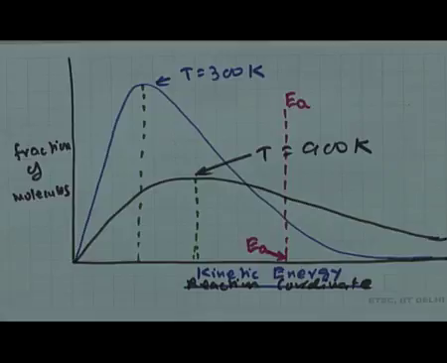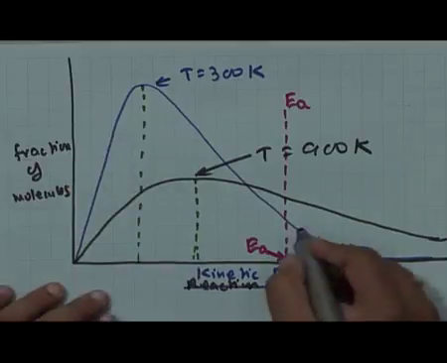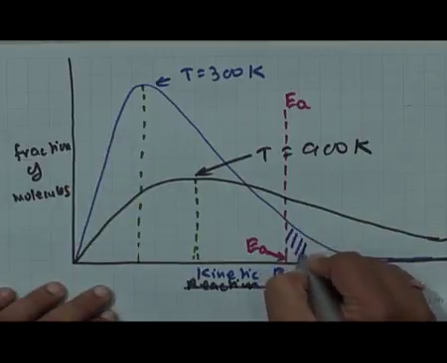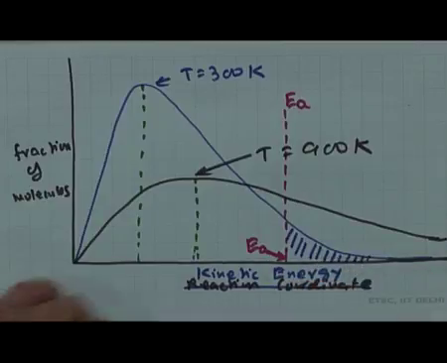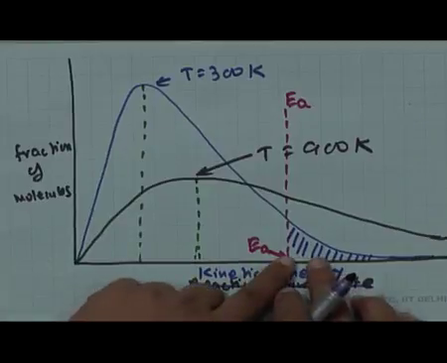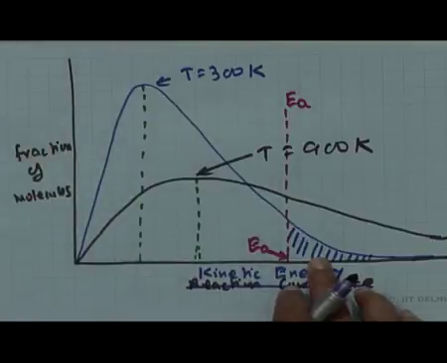So let me shade that portion. For the first curve, 300 Kelvin, you see that the shaded region is the number of molecules, or the total fraction converted to the number of molecules, having energy higher than EA. If they have energy higher than EA, they would definitely go over to the product side.